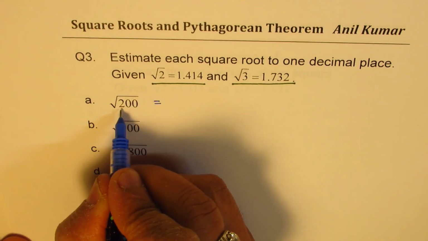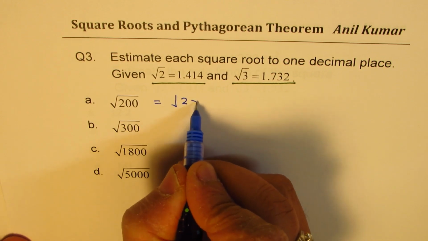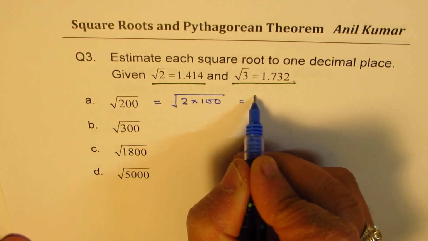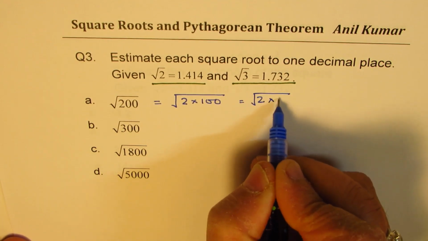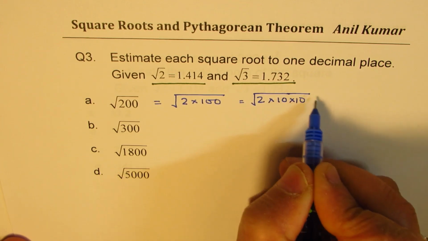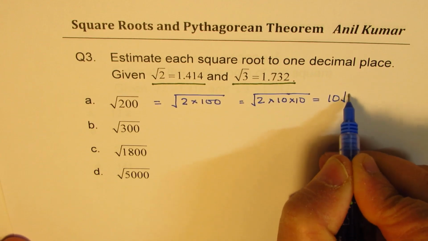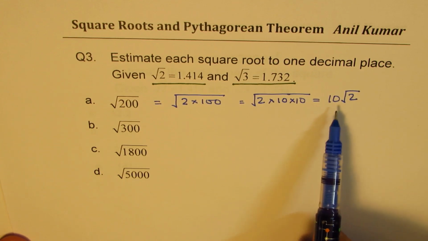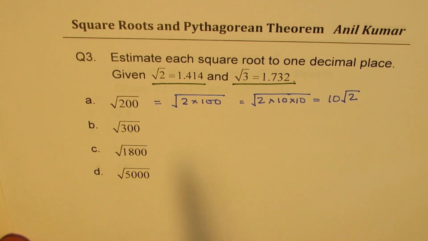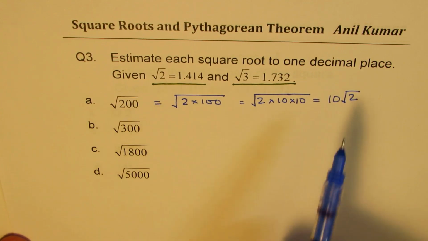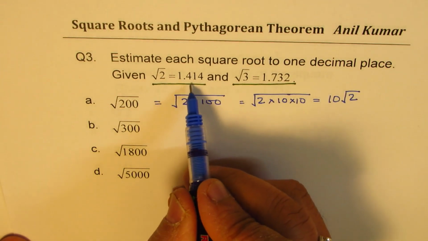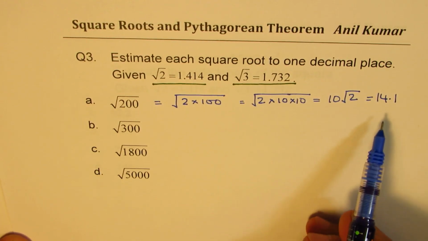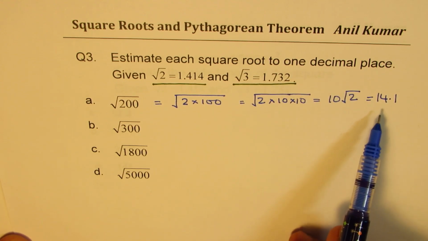So first number, square root of 200, you can think like this, 2 times 100, correct? Now we know 100 is 10 square, right? So you can say square root of 2 times 10 times 10, right? So that is 10, one of those comes out and we are left with square root 2. So that is another way of writing. It is kind of a mixed number, right? With square root and a whole number. Now square root 2 is 1.4. Multiplying by 10 means moving decimal to one place, right? So it gives you 14.1. Does that make sense to you? So that is how we can actually write to one decimal place the answer.